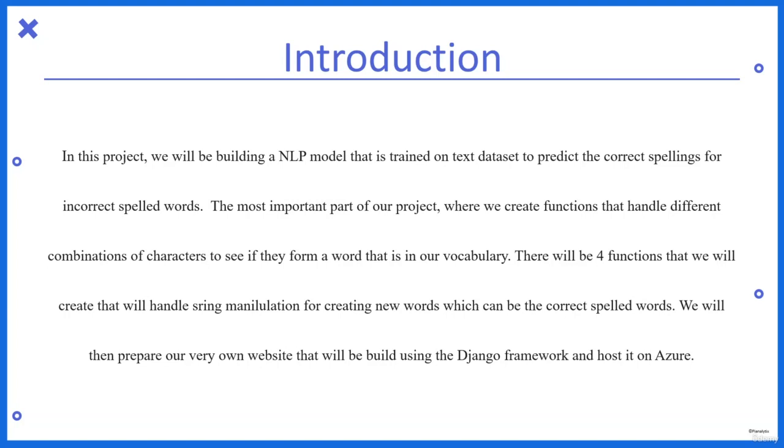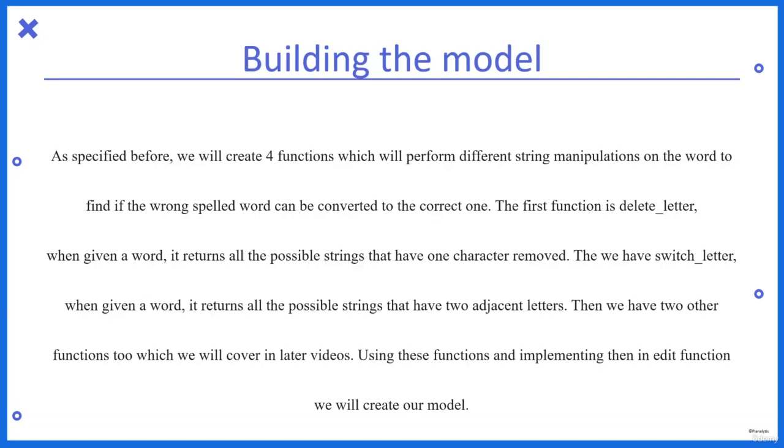Right. So the next part is where we are building the model. As I told you, we will create four functions. The first function is going to be the delete letter, where when a word is given, it returns all the possible strings that we can have if we remove one character from that string. Like in the previous example, we have BACC. So it would give me all possible strings like BAC, BCC, ACC, right? So it has removed one character from the string.